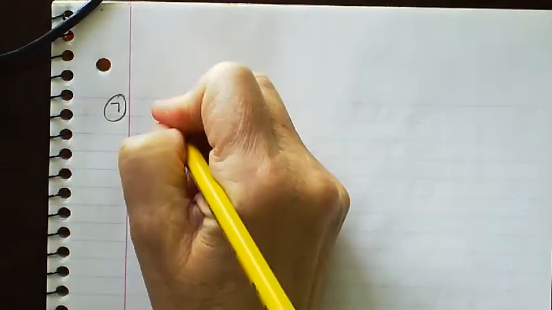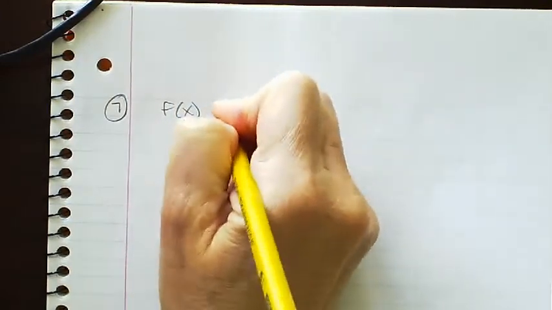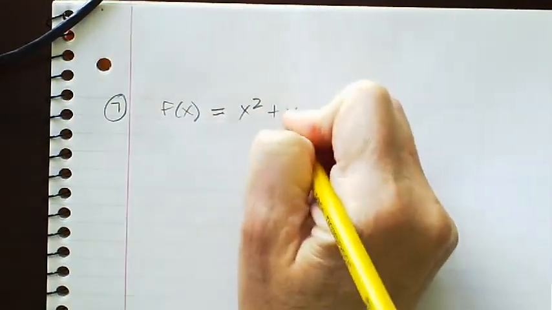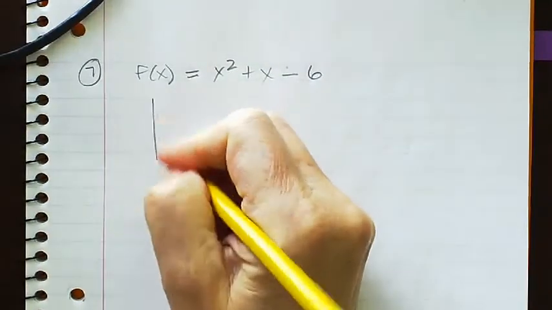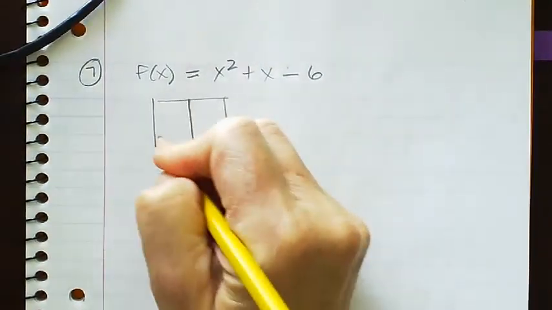So here, number 7, graph it, label the key features, all that good stuff, domain and range. So for a quadratic, I know many of you probably use Desmos on this, that's fine, but you should know how to do it with or without that calculator. So I'm going to factor that.